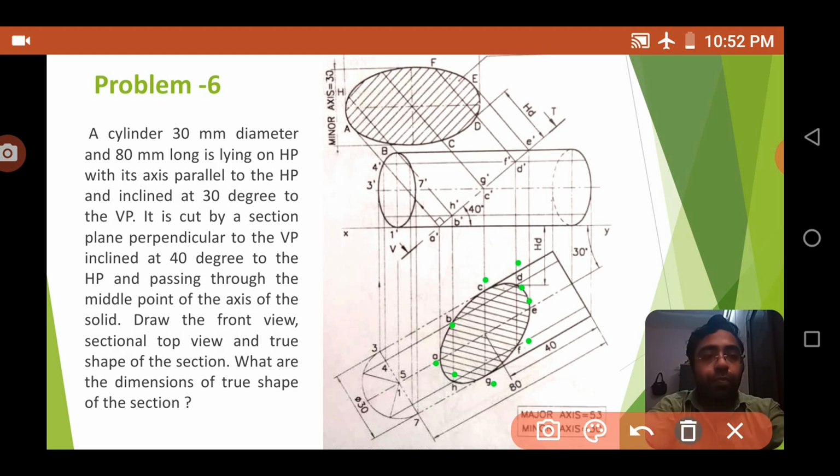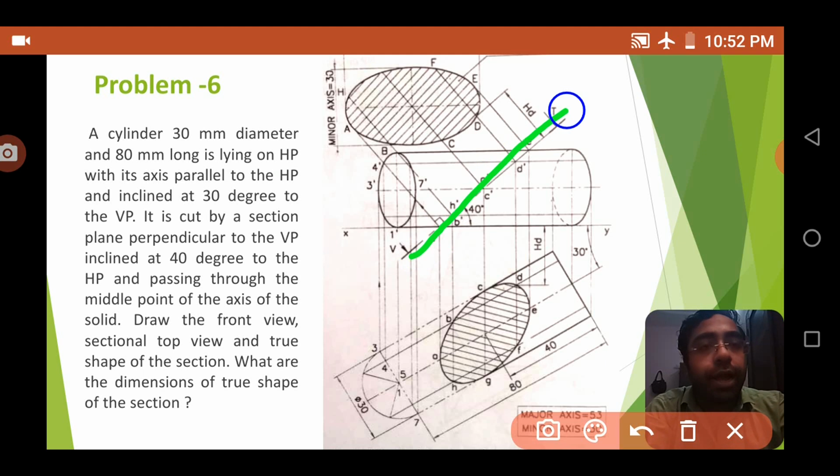Okay, now not only this, we have to draw another shape, that is the true shape of the section. After you got this line, the cutting line itself, this cutting line we also take as an auxiliary line.